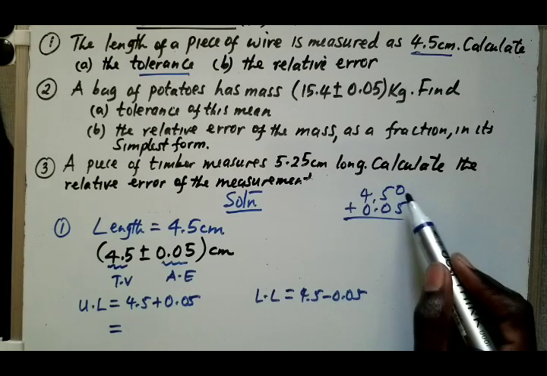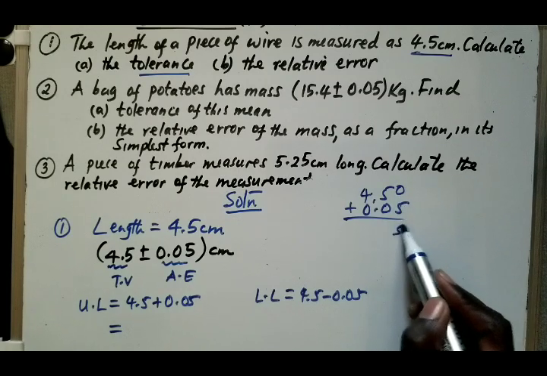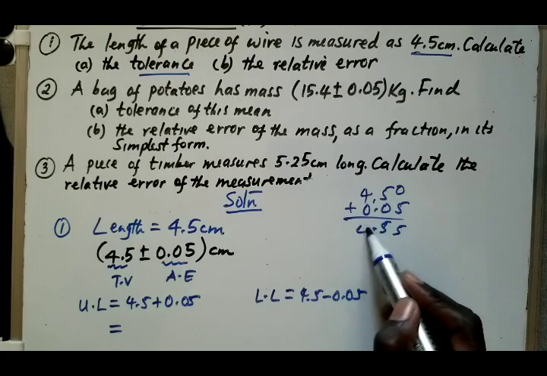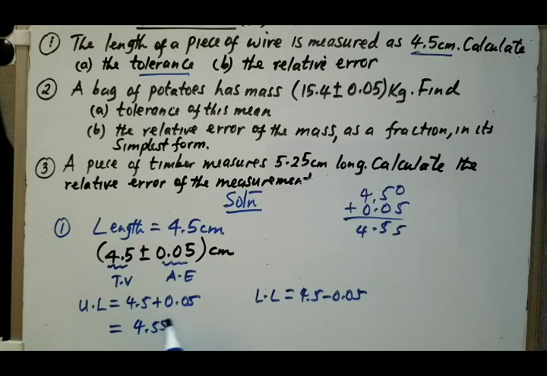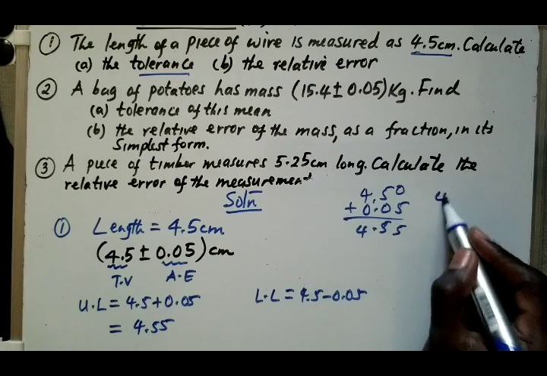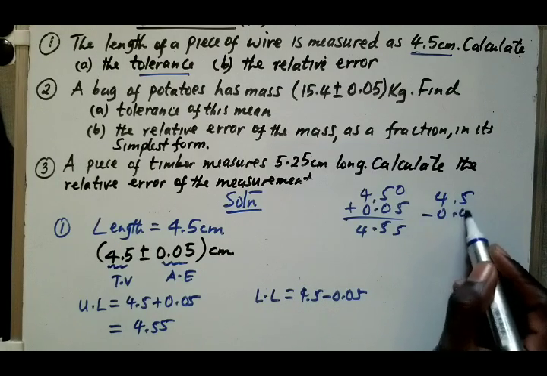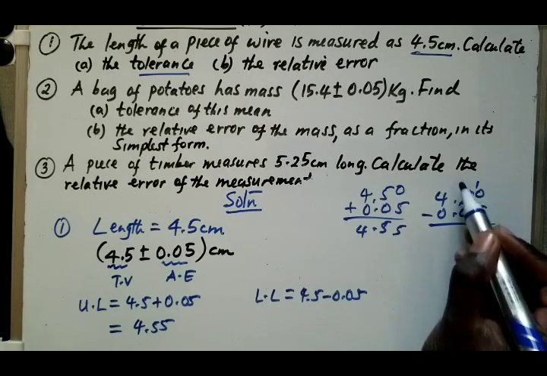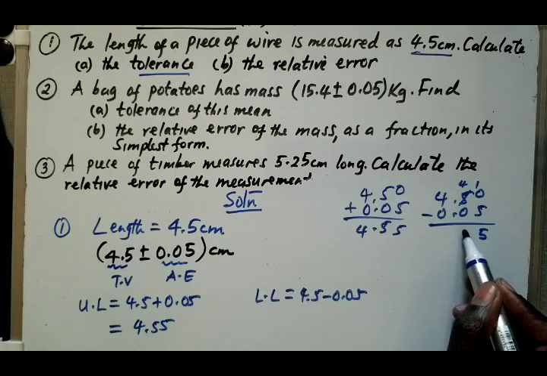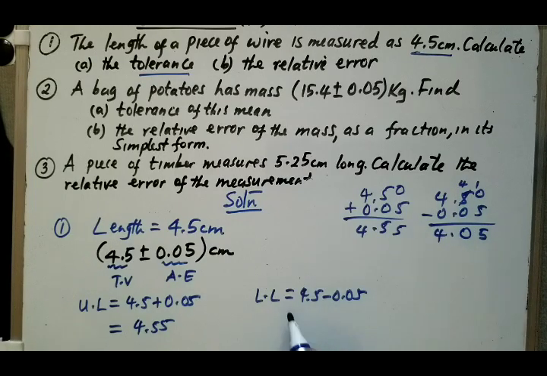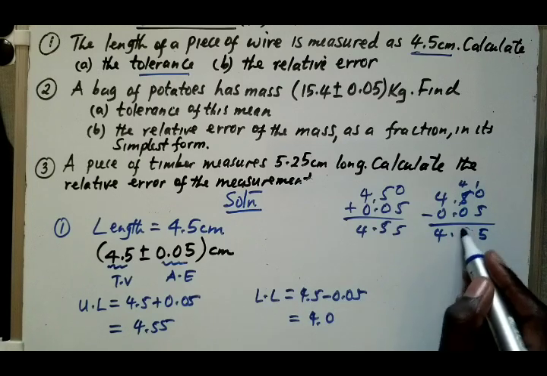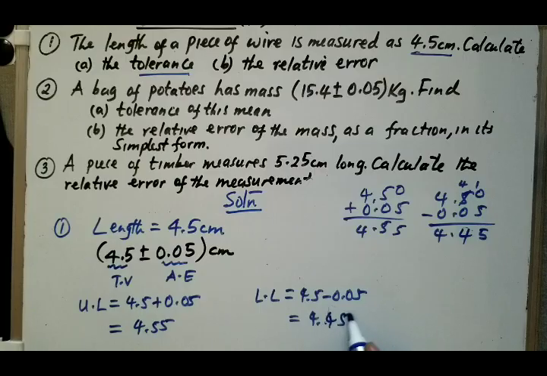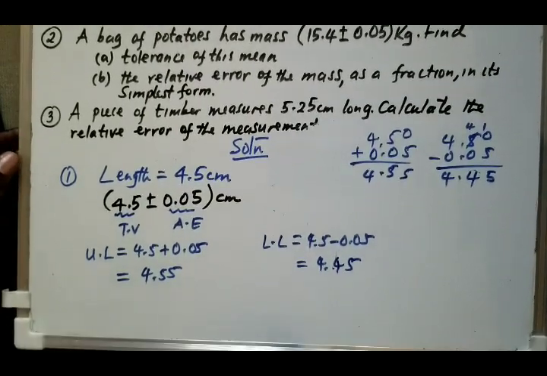Remember, when you're adding or subtracting, the points are supposed to be in the same line. Here you can add a 0 deliberately. 0 plus 5 is a 5, 5 plus 0 is a 5, and the 4 stays, so that will give you 4.55. Then for the lower limit, I would have said 4.5 minus 0.05. Again, you can put a 0, and get 1 from there. 10 minus 5 is a 5. They have remained with 4, and 4 minus 0 is simply a 4. Sorry, here this is supposed to be 4.45.